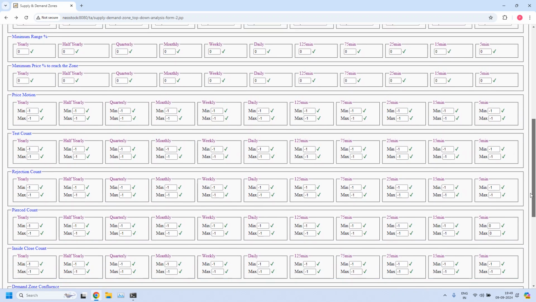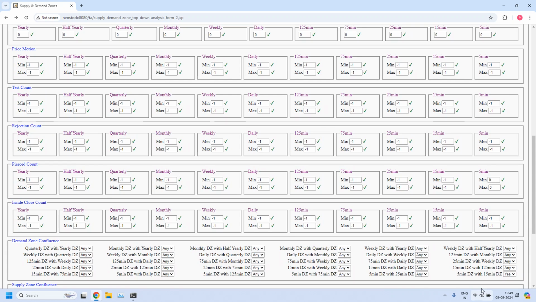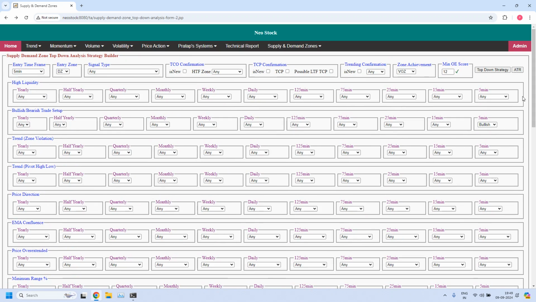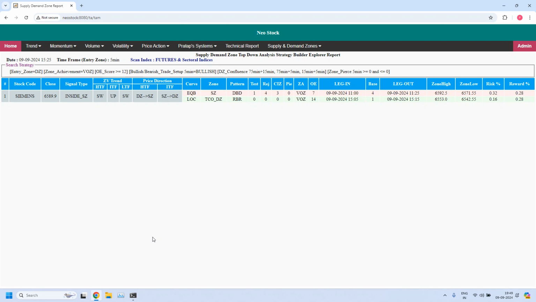Now I am looking for LTF. Already 5 minutes and 15 minutes is enabled. Now 5 minutes with the 75 minutes demand zone, enable the option. And also 15 minutes and 75 is also enabled. With all the 3 filters, LTF, ITF, HTF confluence, let's verify. Only 1 stock, Siemens.